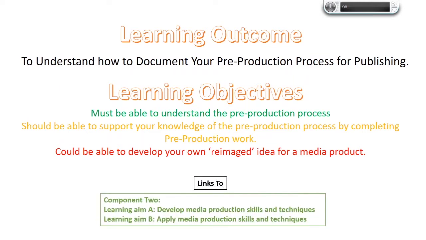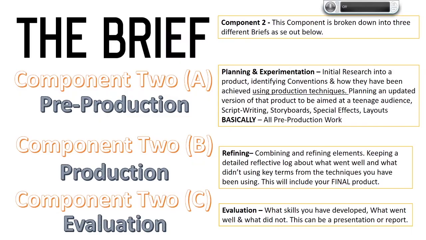This all links to component 2, learning aim A, developing media production skills and techniques, and learning aim B, applying media production skills and techniques. So we've already gone through the brief. Component 2A and component 2B is about identifying techniques, conventions, creating your own idea and reimagining the basis that you've looked into. Essentially, it's all the pre-production work that goes into creating a product and then refining and developing it through the ways of production. Component 2C is the evaluation, when you look back and reflect on everything.